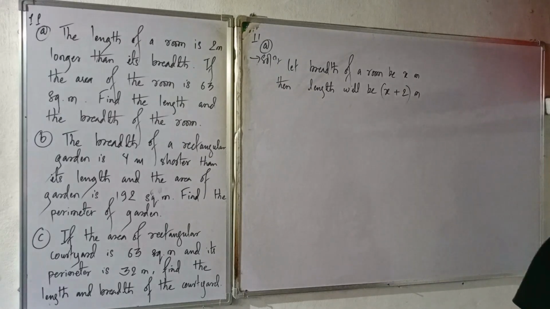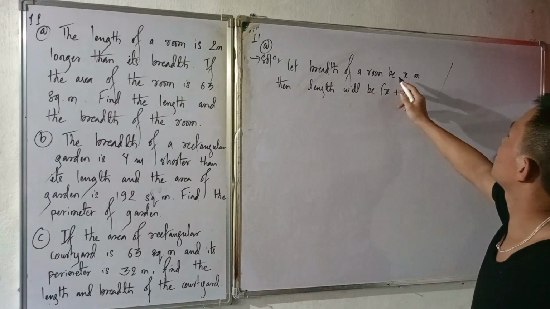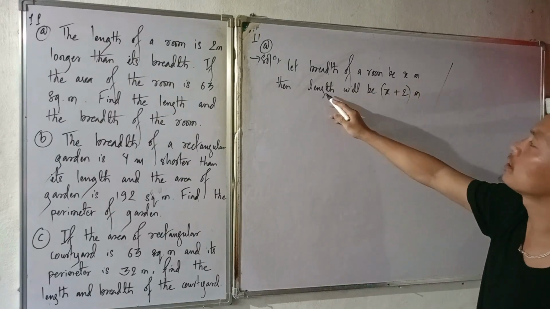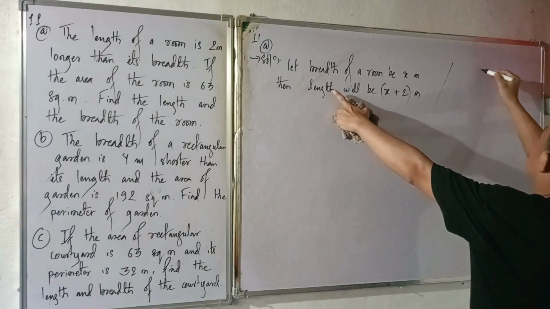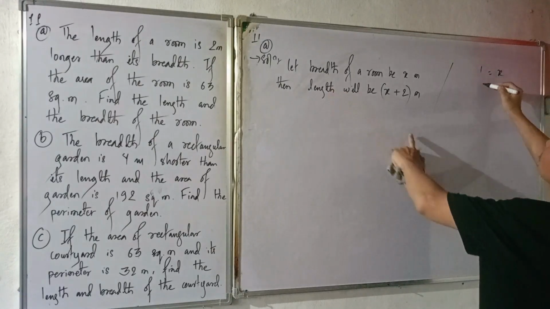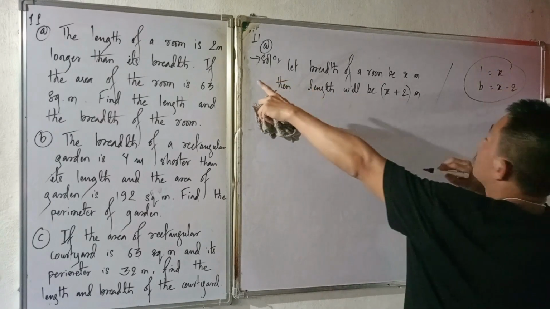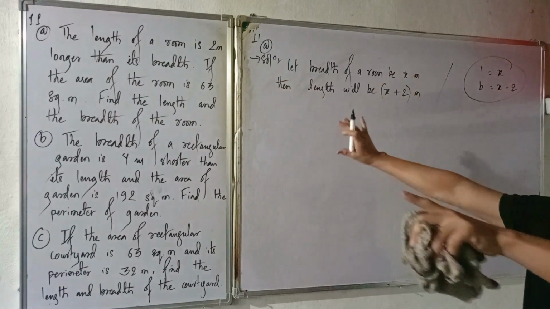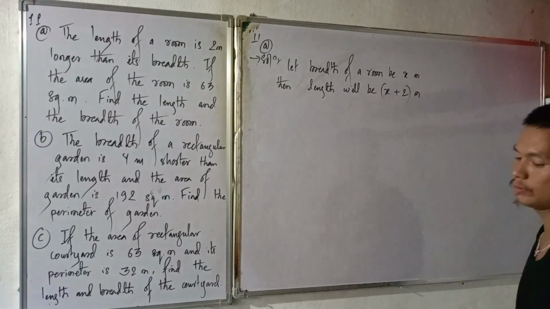Okay, so here are two conditions. If you consider breadth x, then you have to consider length x plus 2. If you consider length x, then breadth should be x minus 2 according to those conditions. The outcome results will be the same. Now let's move on to the other condition.